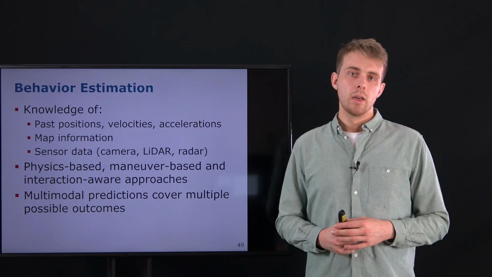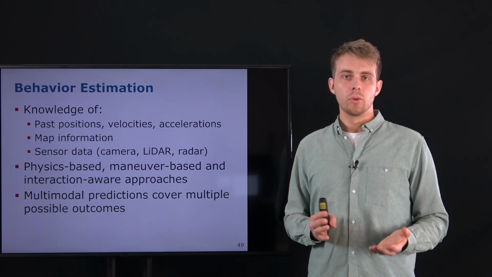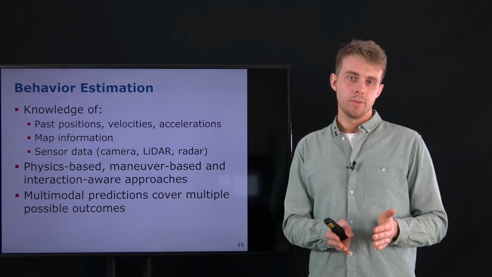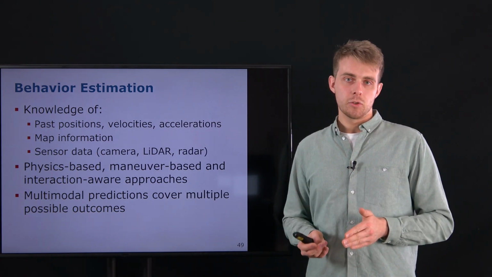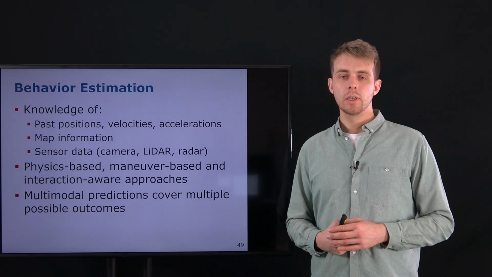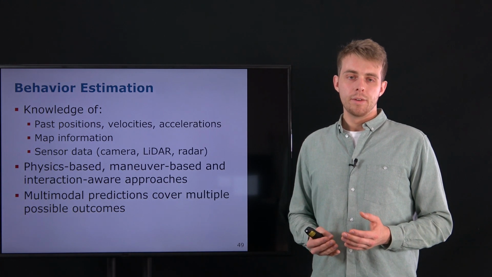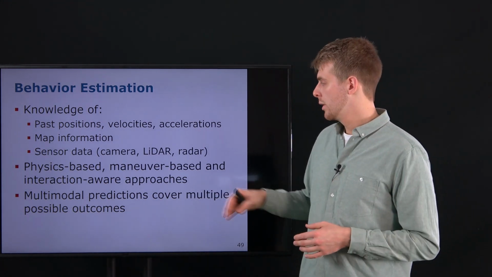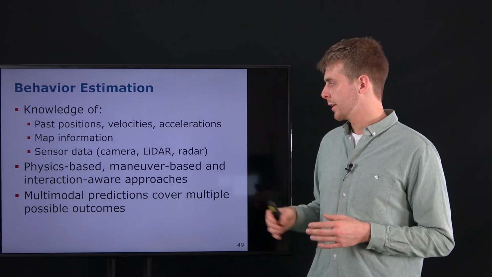Maneuver-based approaches try to estimate the overall maneuver. So to estimate whether this car is performing a lane change on the highway or it's just driving straight. And then based on that, you can predict what the next steps will be, or the next positions. Or you could model it in an interaction-aware approach, or also a combination of these. But in this overview, I tackle them separately.